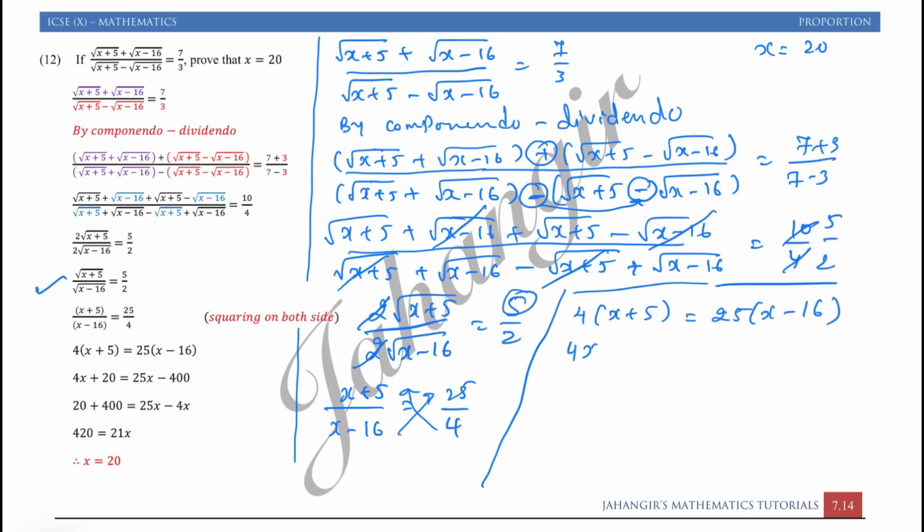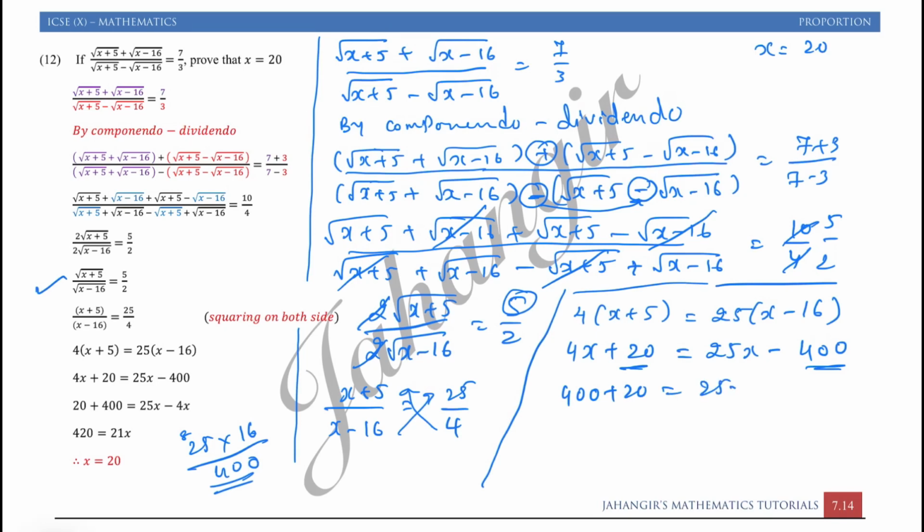Multiply: 4x plus 4 5s are 20 is equal to 25x minus 25 into 16. 16 5s are 80, 16 2s are 32, so it is 400. Now we will shift 400 plus 20 is equal to 25x minus 4x. 420 is equal to 21x, x is equal to 20. So we got the answer.